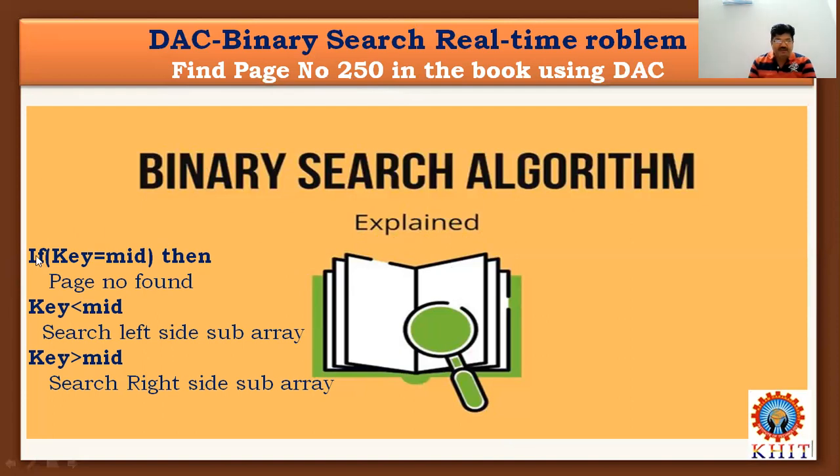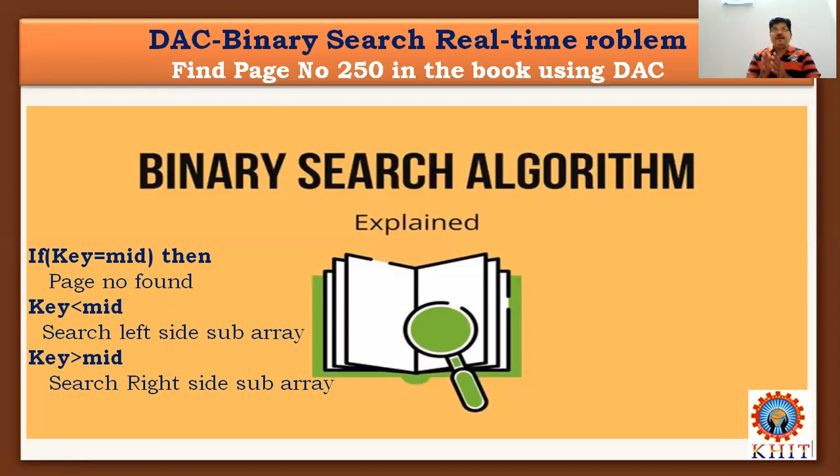Now compare the key element with the middle element. This statement is true. Once the statement is true, we will get the page number. That means within a single iteration, we can get the desired output. So then we can stop the process.